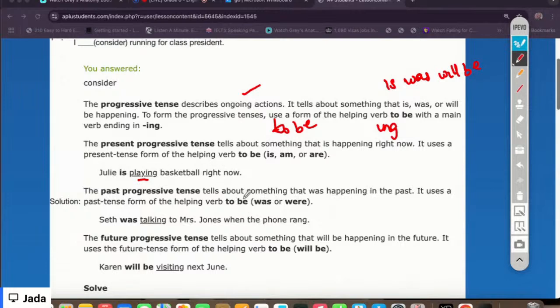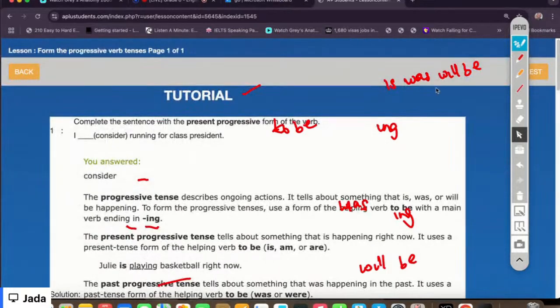And then the past progressive tense tells about something that was happening in the past. It uses a past tense form of the helping verb, was and were. And regardless, we're still going to have the main verb which ends with ing. So was talking. And then for the future, it uses will be, something that will happen in the future. So will be visiting. It will still have a main verb attached to it aside from the to be verb.